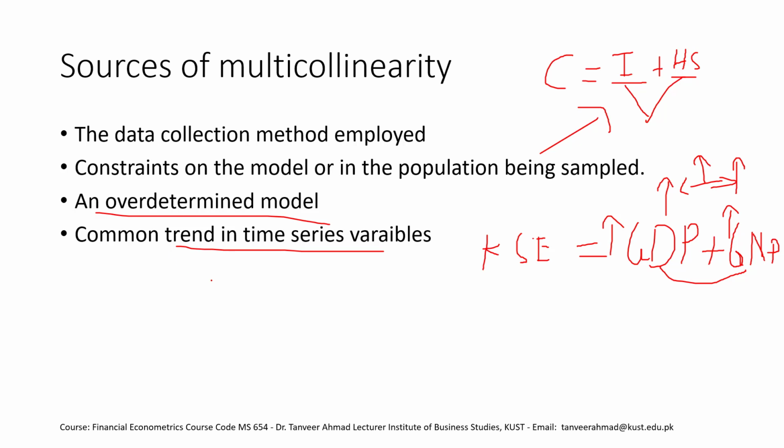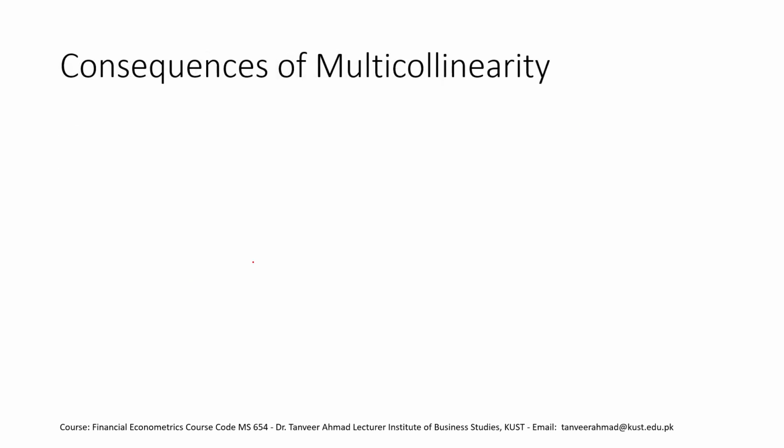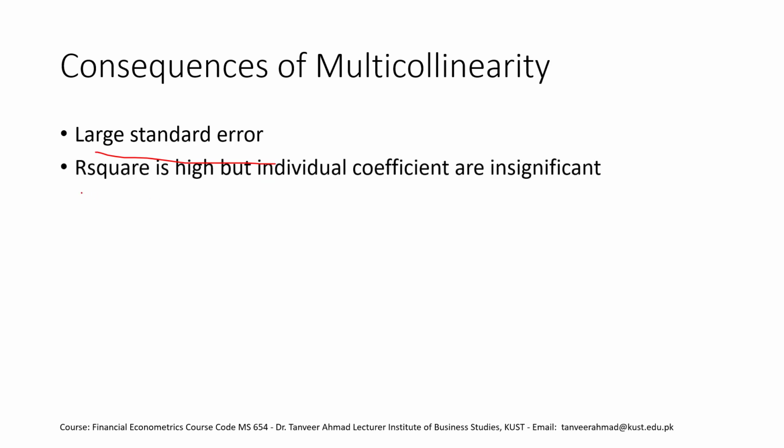So let's move towards the consequences. If there is multicollinearity, then what would happen? The first issue that we would see is larger standard errors, and another classical symptom of multicollinearity is that the R square and the F statistic would be higher.